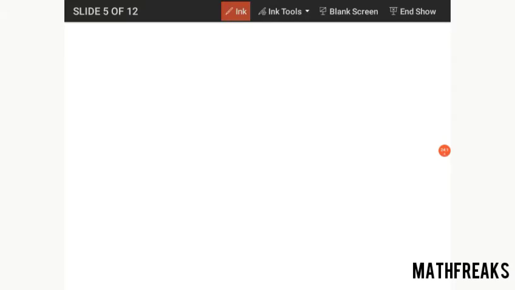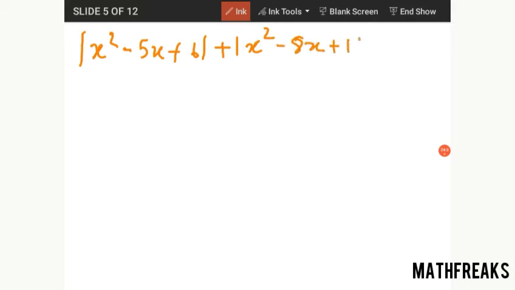Okay, first question is easy, very easy. This one, |x² - 5x + 6| plus |x² - 8x + 12| equal to 0. Try to solve this equation. Done. Now let us begin with our solution.